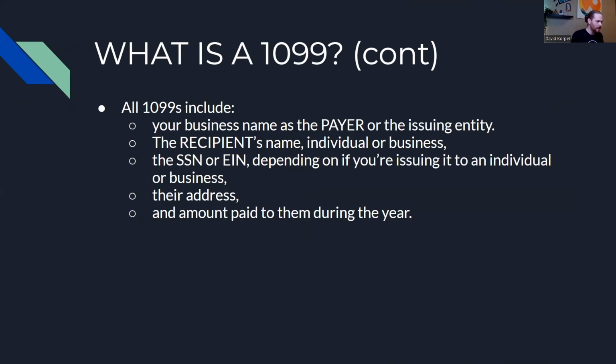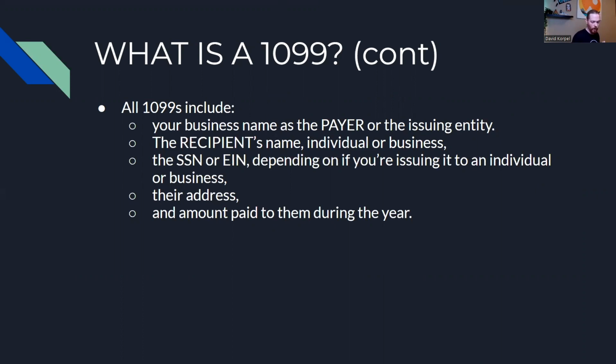So all 1099s include your business name as the payer or the issuing entity, the recipient's name, whether that's an individual that you paid or a business, and then their corresponding identification number. So if you paid an individual, you're going to put on the 1099 their social security number. And if you paid a business, you're going to put on their EIN. So you want to keep that consistent. If you're strictly paying a business the entire year, you want to make sure you issue the 1099 to the business that you were paying and using the EIN for that business as well.